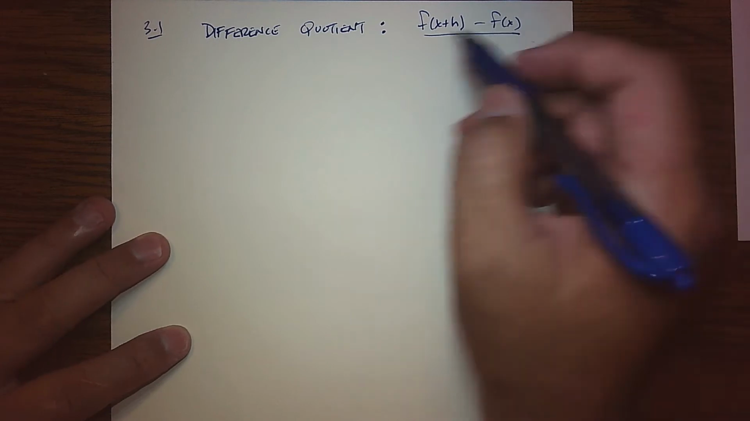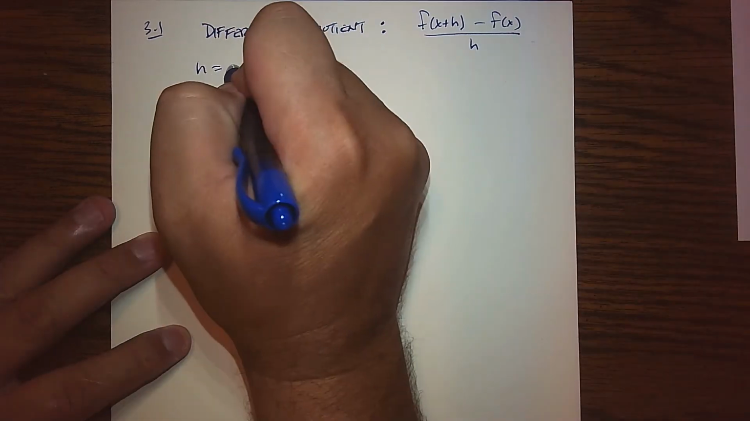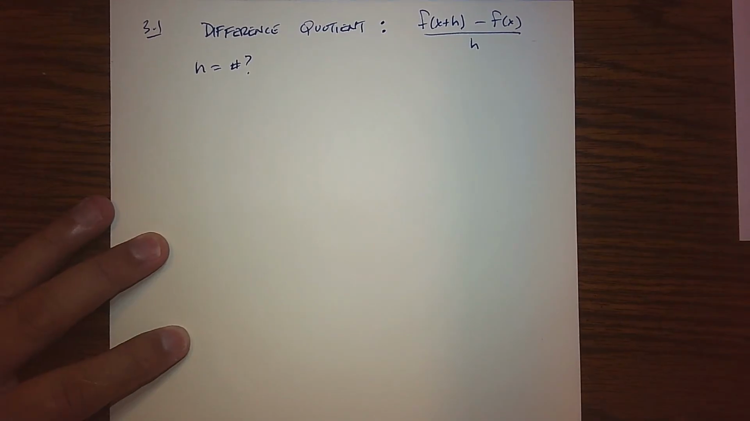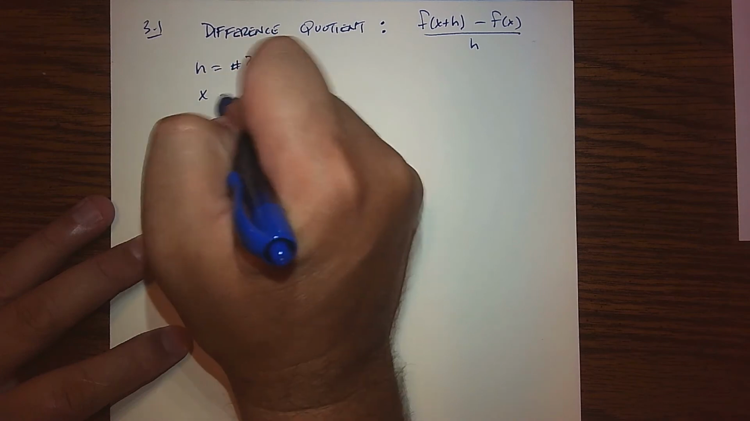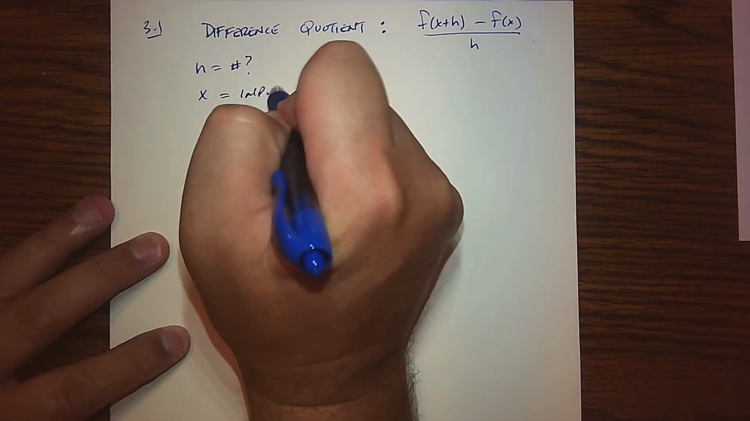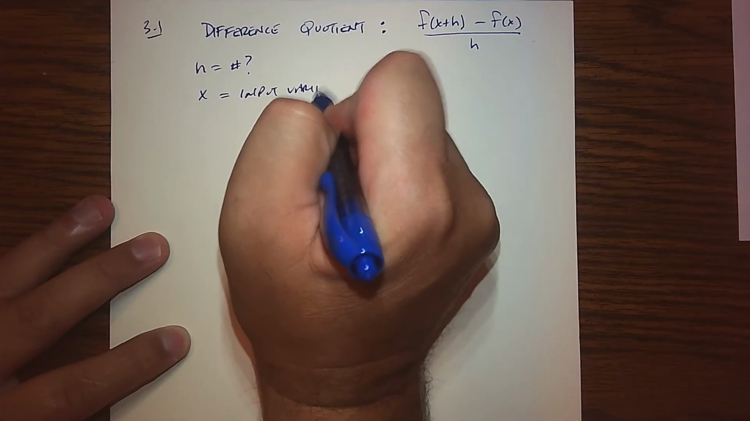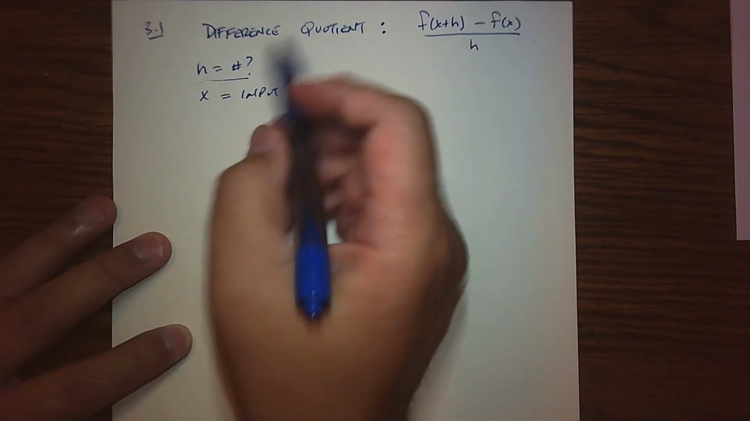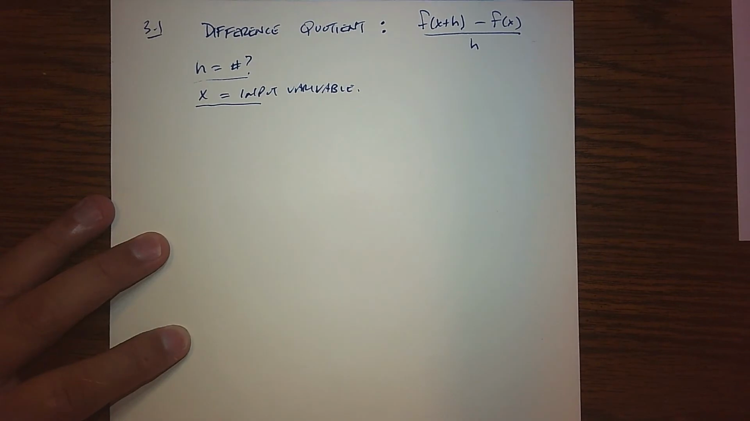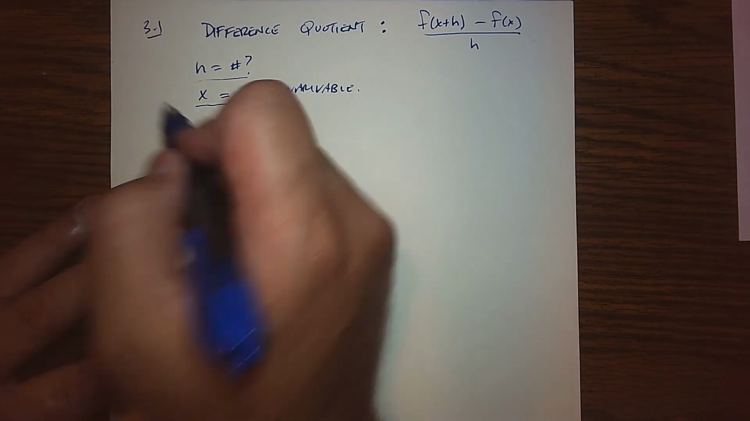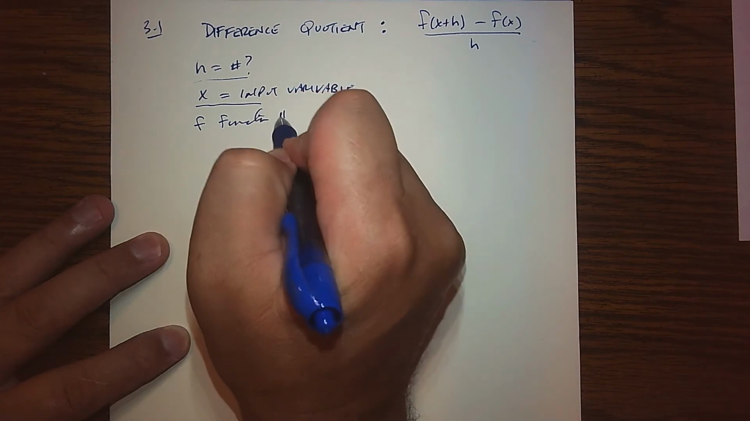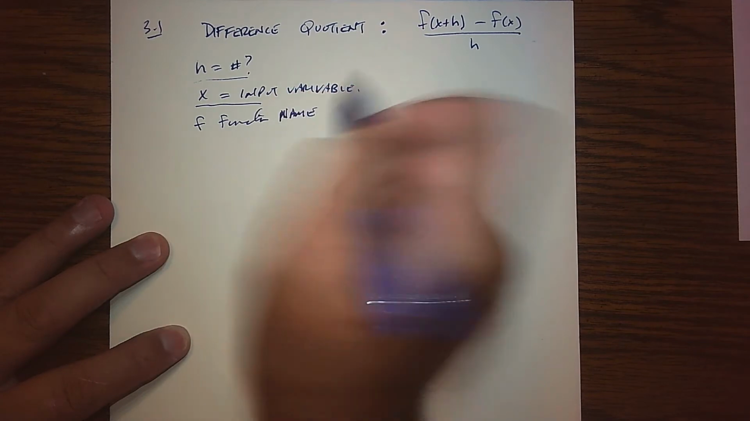So what I want to point out to you is h is usually some number. It's not a function, it's some input value, it's some number. Of course, x is basically our input variable. So h is some given number, x is our input variable like it's always been, and of course f is our function name. So that hopefully explains a little bit of what you're seeing here.